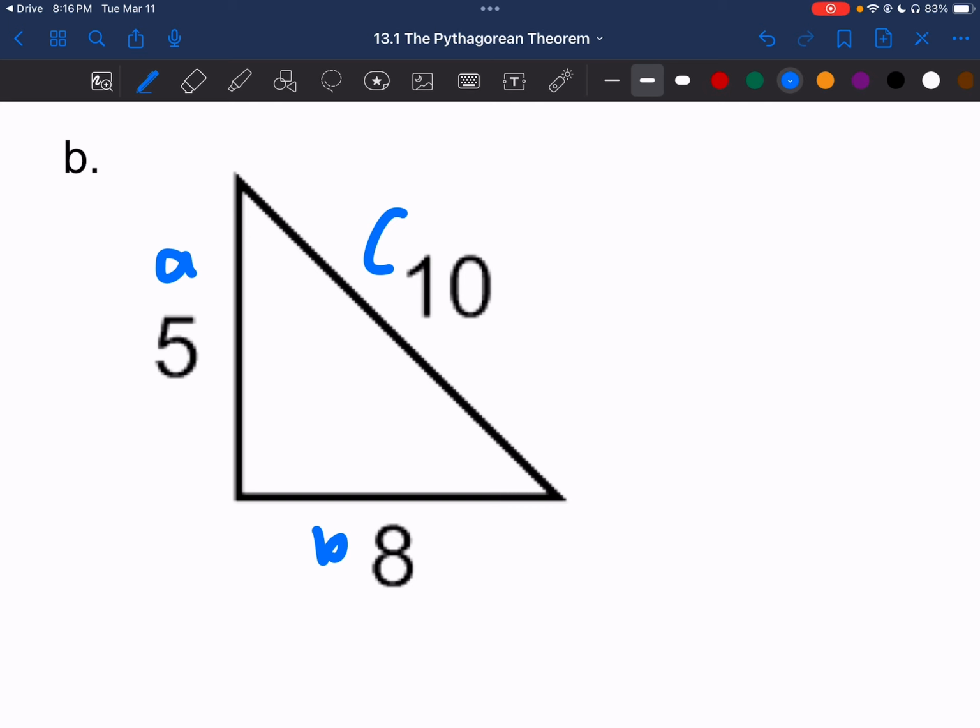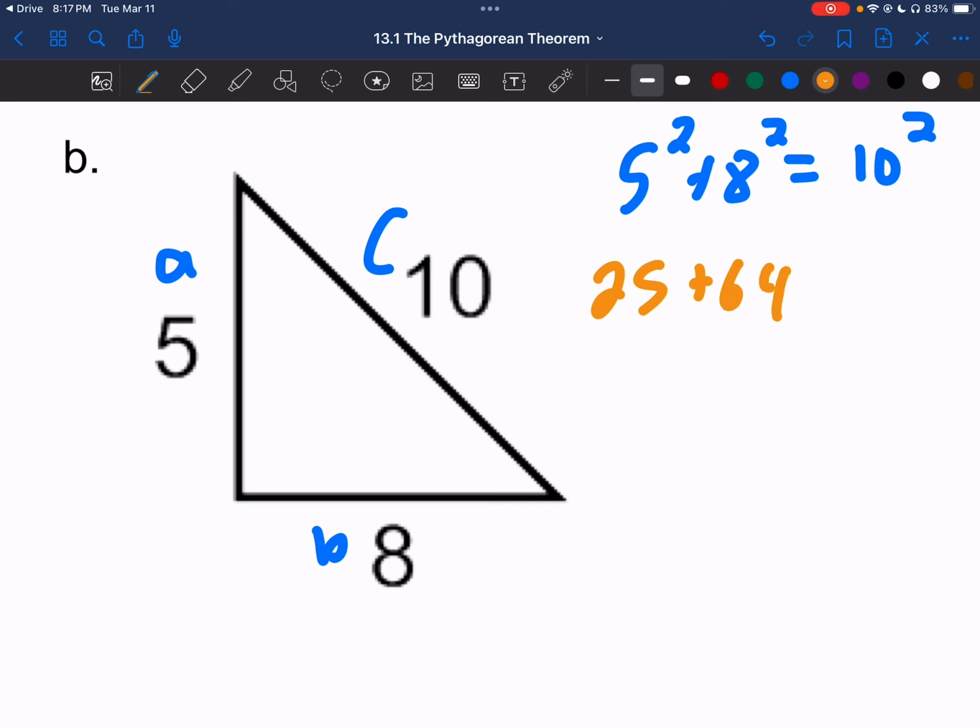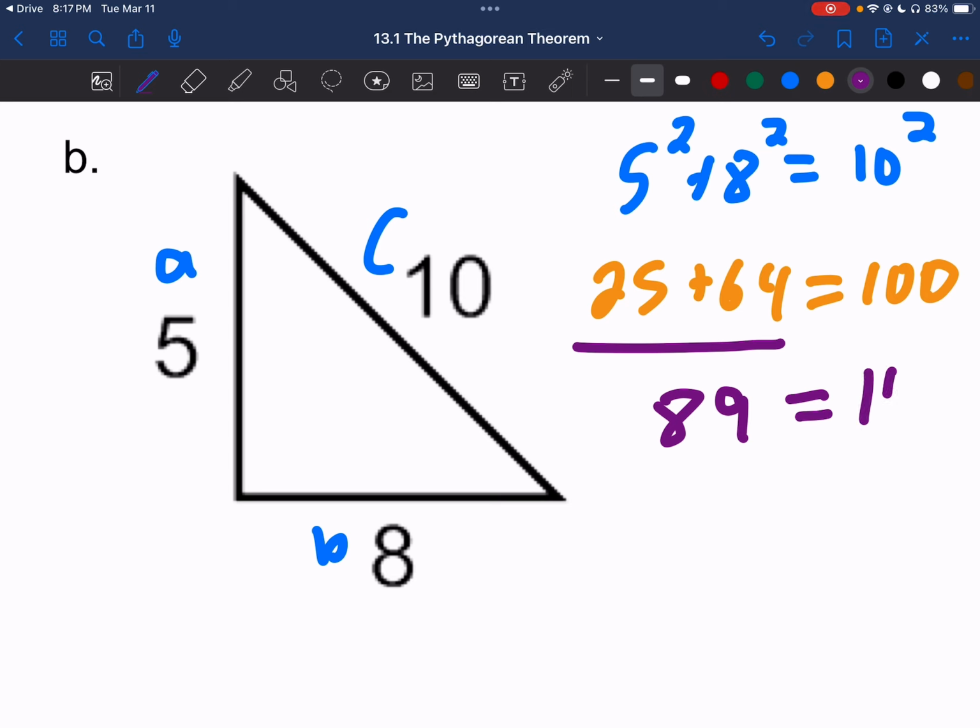So we do 5 squared plus 8 squared equals 10 squared. All right, 5 squared is 25. 8 squared is 64. That is equal to 10 squared, which is 100. Combine like terms on the left. 25 plus 64 is 89, which is equal to 100. It's not equal to 100, so this is not a right triangle. So it's not right.